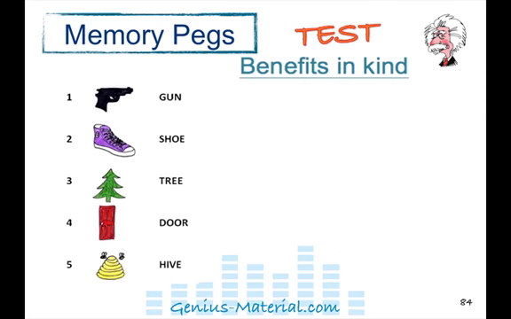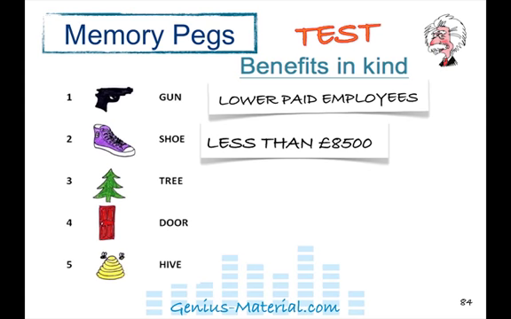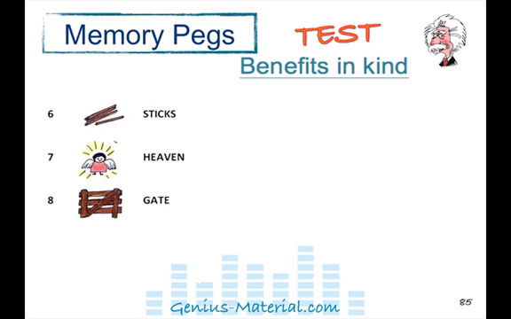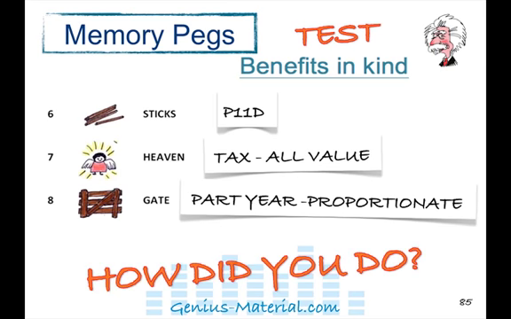Line, 10 hen. Now, what was the information we attached to it? What was the gun? Lower paid employees, remember the stick up? Shoe? Yep, less than £8.5 grand. They were very cheap at the market. Tree, what sort of a tree? It's taxed at second-hand value. Door, who's there? The directors. Hive, employees. Sticks, yep, the form, P11D. Heaven, all tax value. Gate, part year proportionate.